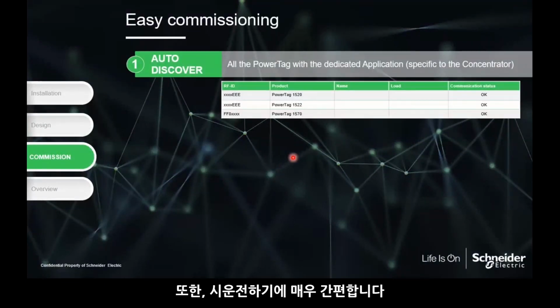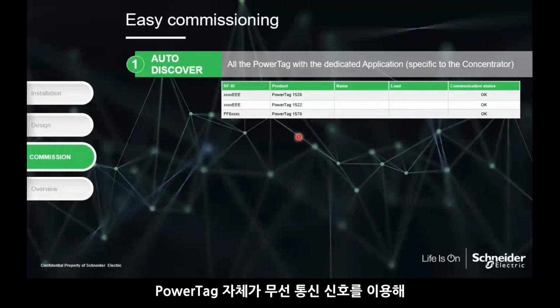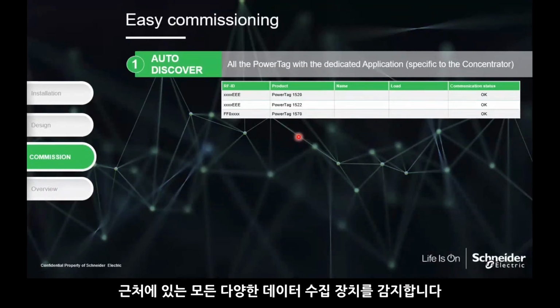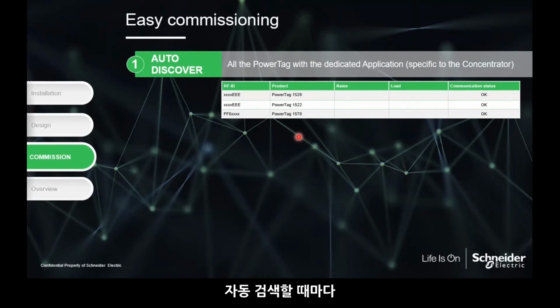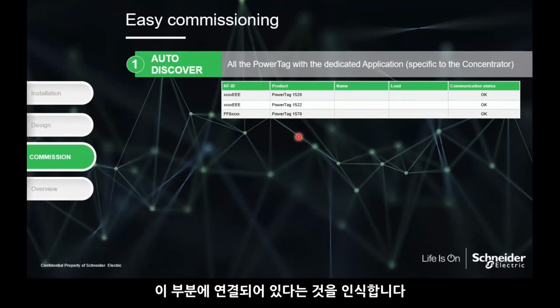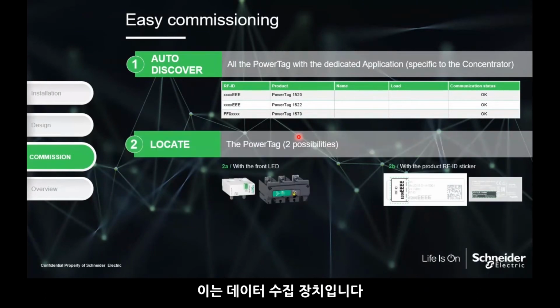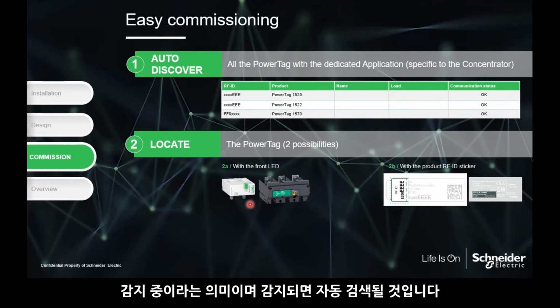When you come to commissioning, it's very easy to commission, all right? So the PowerTags themselves detect all the different concentrators near to them by wireless communication, ZigBee, all right? They auto discover, and they will recognize that this PowerTag is linked to these particular sensors. These are data concentrators. There are 2 ways of locating. As you can see, whenever there's communication going on, the red LED and the green LED will start to blink, meaning that they are detecting the data concentrator. Once it's detected, it will just auto discover.